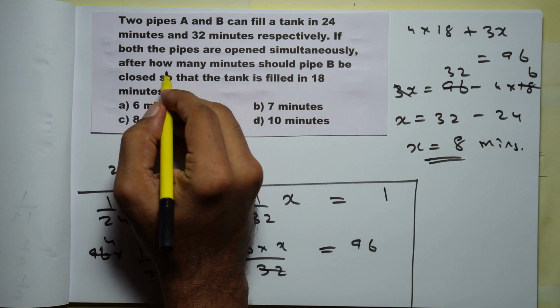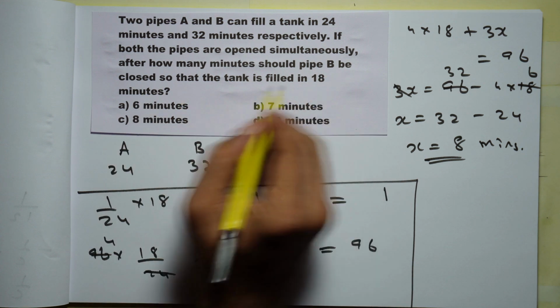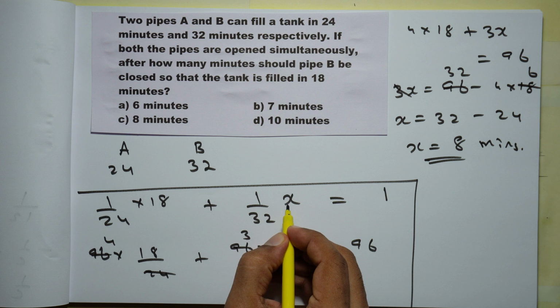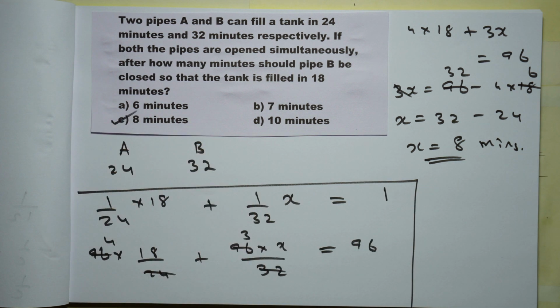So after how many minutes should pipe B be closed so that the tank is filled in 18 minutes? After X minutes, and X you will get as 8 minutes. So option C, 8 minutes.